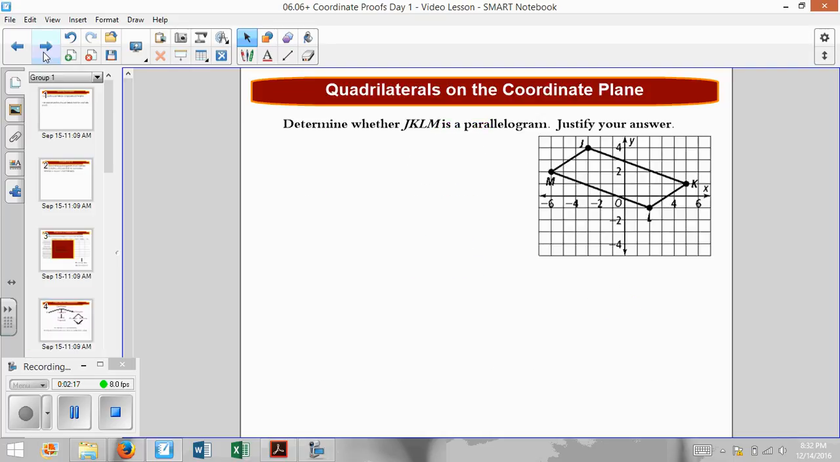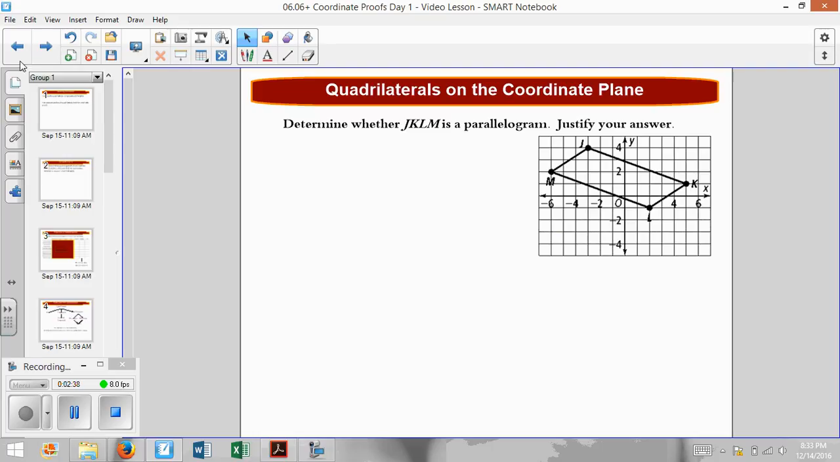So what's it going to look like today? Well, today we're going to put all of these quadrilaterals on the coordinate plane. And I'm just going to basically ask you, what shape is it? Now, a lot of the times when you look at the picture, it'll be really obvious, okay? So it says, determine whether this one's a parallelogram. Pretty sure it looks like a parallelogram, but the justification is the important part.